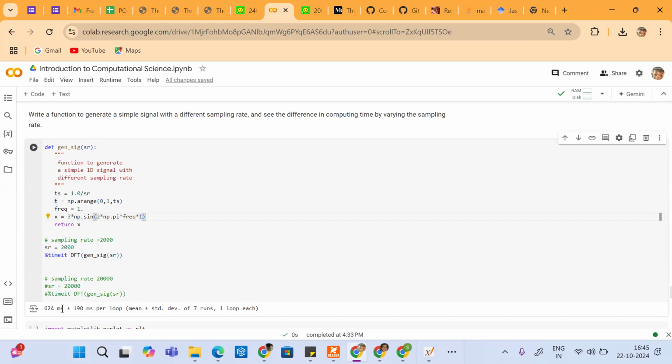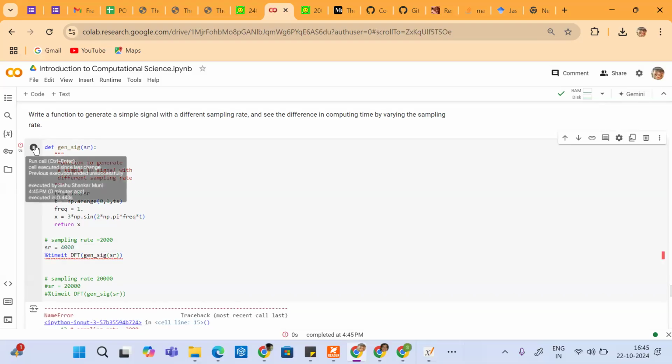How am I getting it? You can use the timeit thing in Python. Learn about this. If you want to know how much time your program is taking to run, you can use timeit. Here I have taken 2000 points. Let us take any other number, 4000 maybe. So now it was 624 milliseconds for around 2000 points. Let us see if it is 4000, how much time DFT takes.